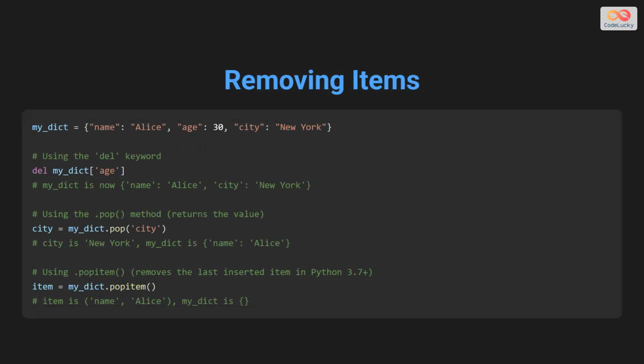There are a few ways to remove items from a dictionary. The del keyword permanently deletes a key-value pair. If you want to remove an item but also use its value, the pop method is perfect. It removes the specified key and returns its value. For removing the most recently added item, you can use popitem, which is handy for processing items one by one.